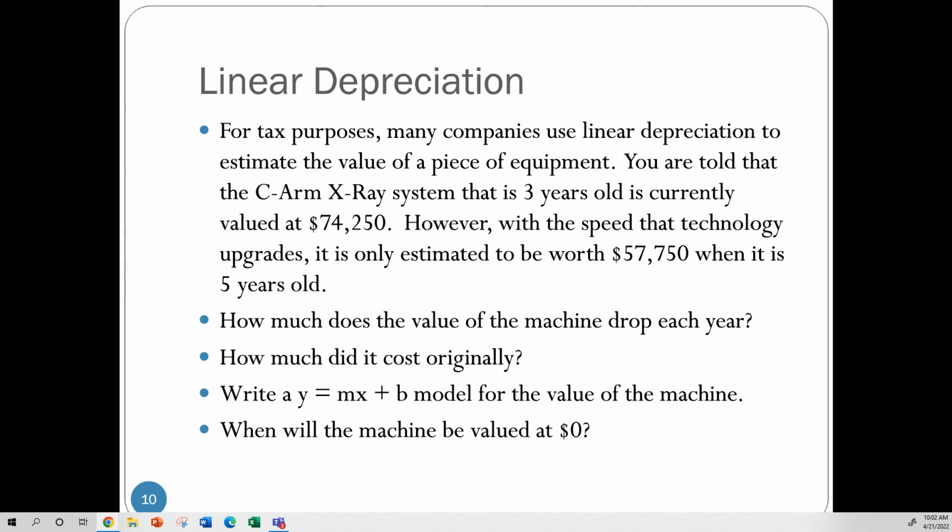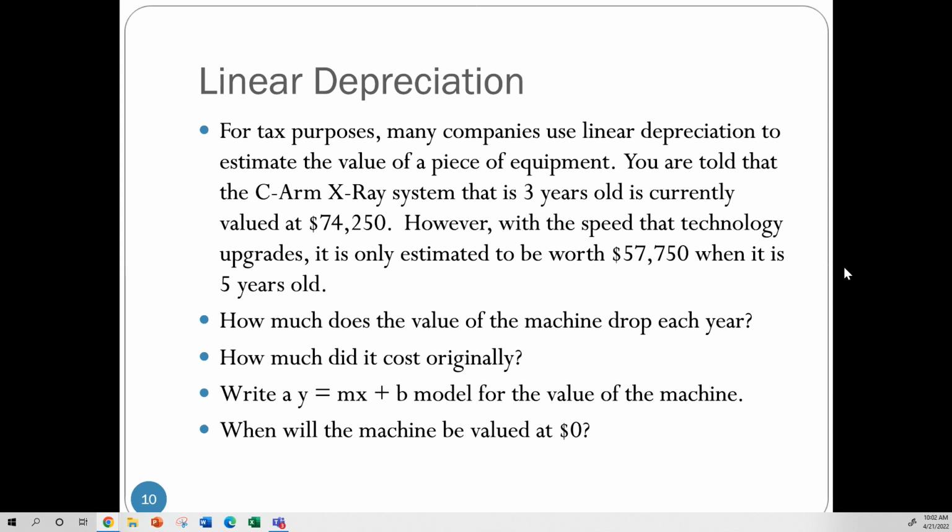Hello. For this problem, we're going to look at linear depreciation. So linear is our main focus. And for tax purposes, many companies use a linear depreciation model to estimate the value of equipment and spread out the cost over a number of years.